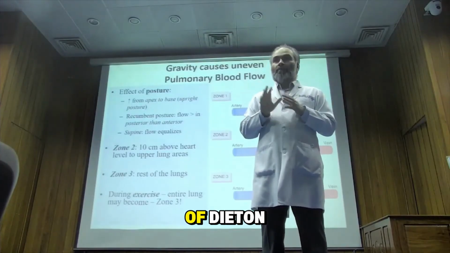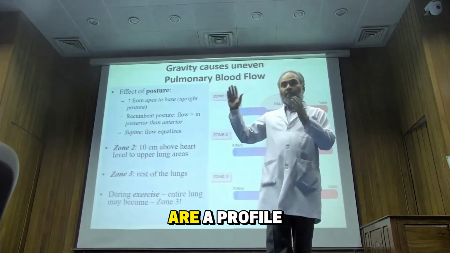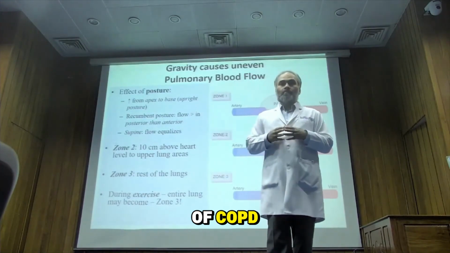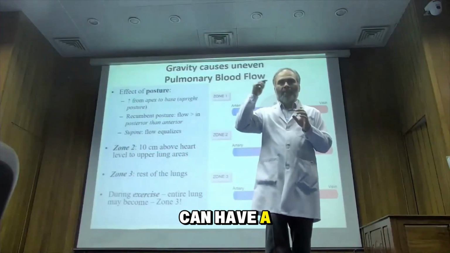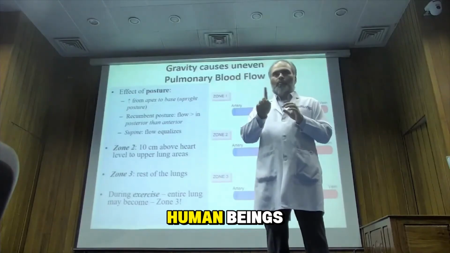Lung zone 1 of Guyton does not exist in normal human beings. Of course, it appears in the profile of COPD. I'm saying COPD so that you can have a mental tag to your memory that lung zone 1 does not exist in normal human beings.